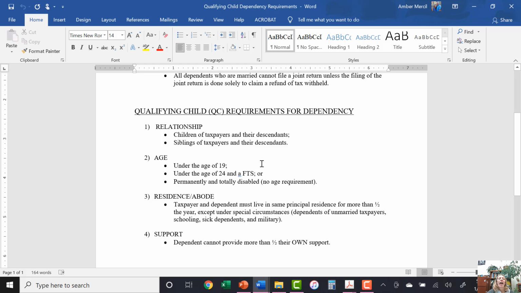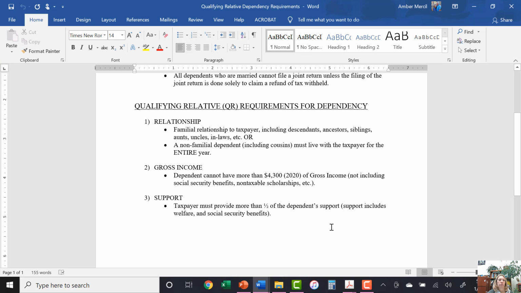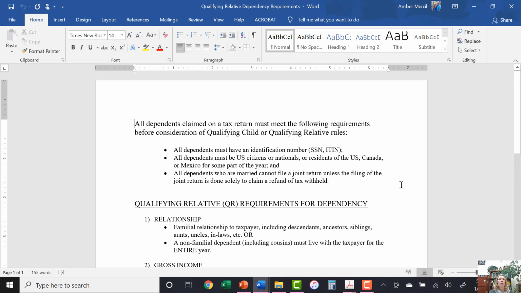All right, so if any one of these tests is failed, they aren't a qualifying child, but they could be what we call a qualifying relative. Qualifying relatives are only looked at if a qualifying child test has been failed. All of the same umbrella requirements are there. They still have to have an identification number. They still have to be U.S. citizens or nationals or residents. They still can't file a joint return normally with a spouse.